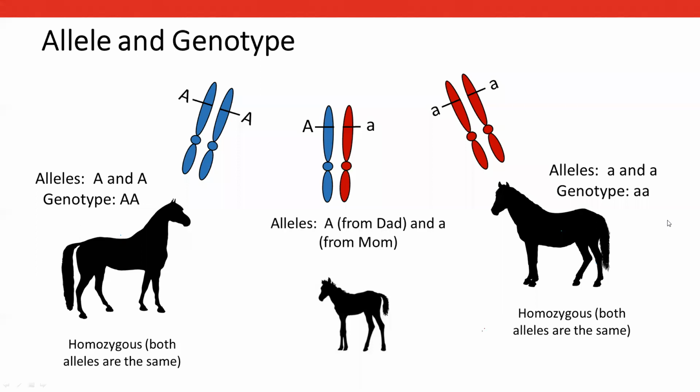And now we get to their foal. That foal inherits the big A allele from his dad, inherits a little a allele from mom. Therefore, that foal's genotype is big A, little a, and we say that foal is heterozygous. So hetero meaning different, and zygous, again, referring to that allele state. Okay, so again, mom and dad contribute half of what they have to that offspring.